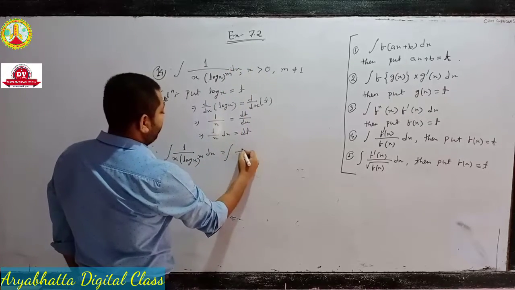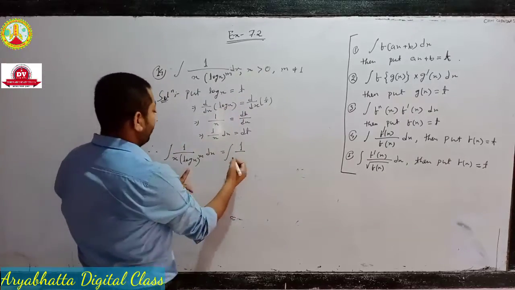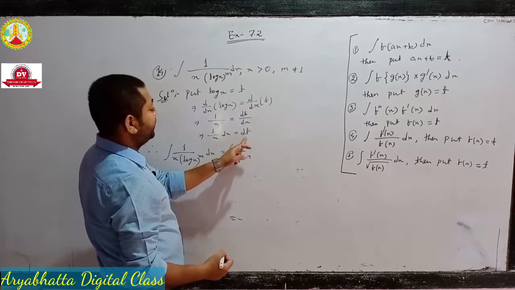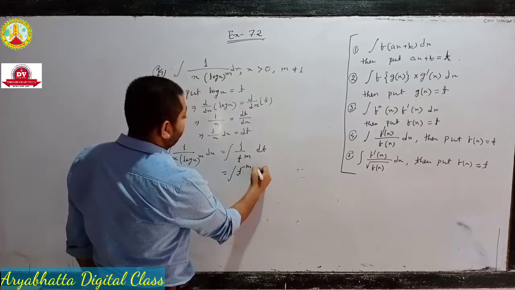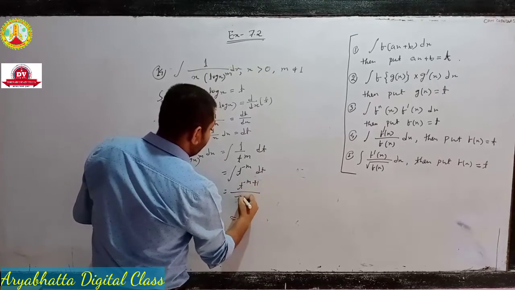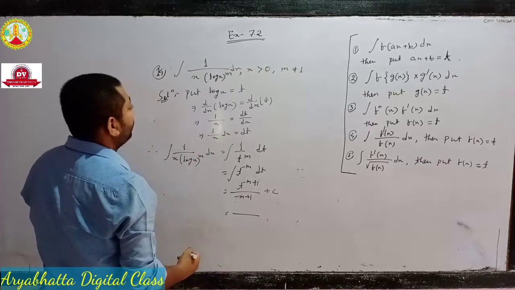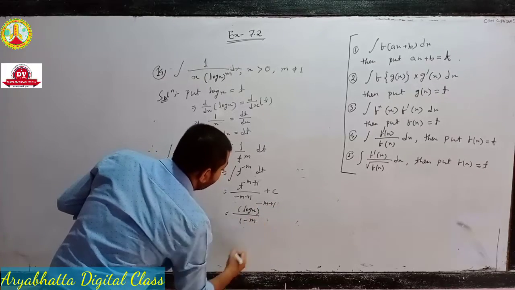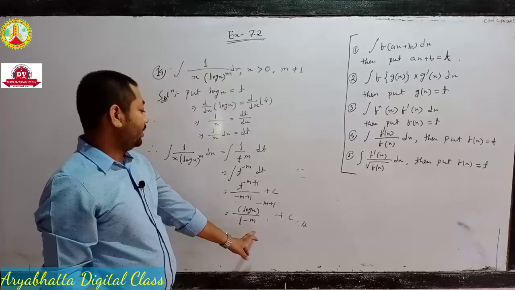This is equal to integration, here log x is equal to t, therefore we can write 1 by t to the power m, and 1 by x dx is equal to dt. Integration 1 by t to the power m is equal to t to the power minus m dt, this is equal to t to the power minus m plus 1 divided by minus m plus 1 plus c. Here t is equal to log x, therefore you can write log x whole to the power minus m plus 1 divided by 1 minus m plus c. This is the required answer.